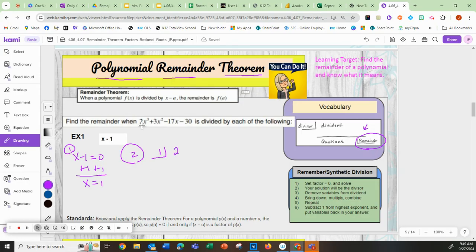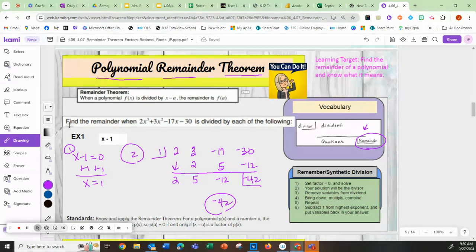Then this is where we only use our coefficients, 2, 3, -17, and -30. We're not missing any terms, so we don't have to put any 0 placeholders, because I have x cubed, x squared, x to the 1, and a constant. You leave the second row blank, you draw your line, you bring down the first coefficient, and then you start your process. 2 times 1 is 2, combine 5. 5 times 1 is 5, combine -12. -12 times 1 is -12. Combine -42. So my remainder is -42, and that's what they're looking for.